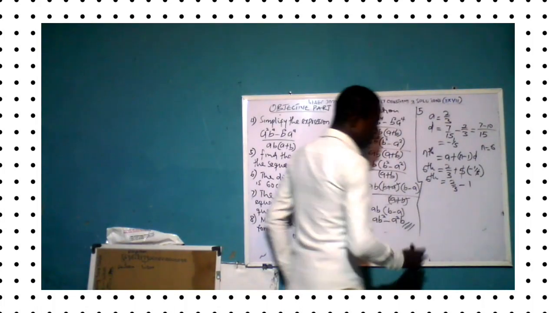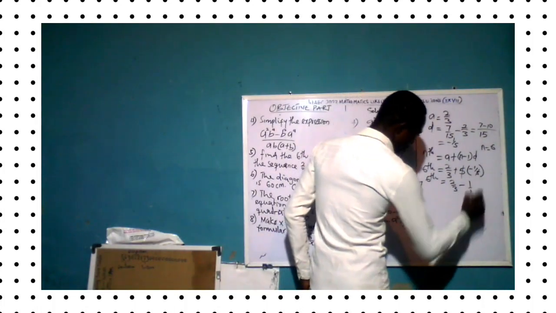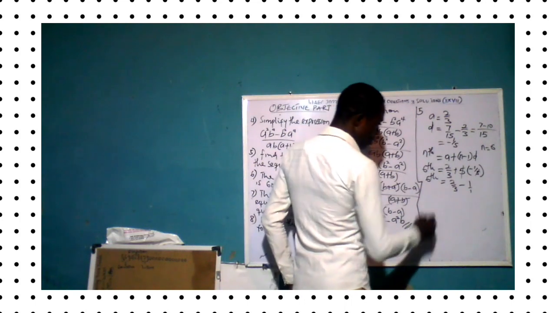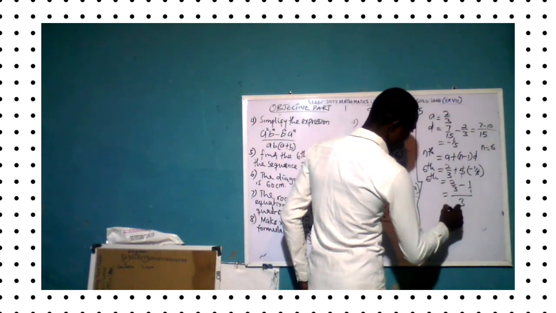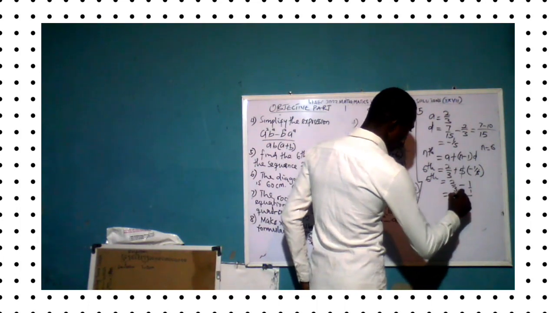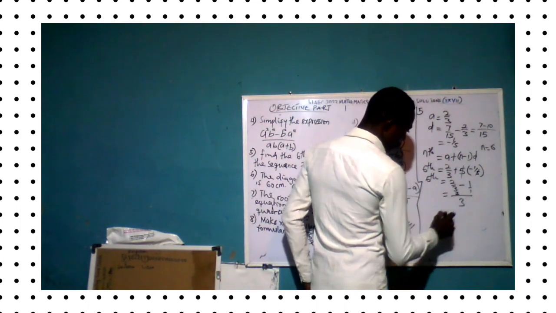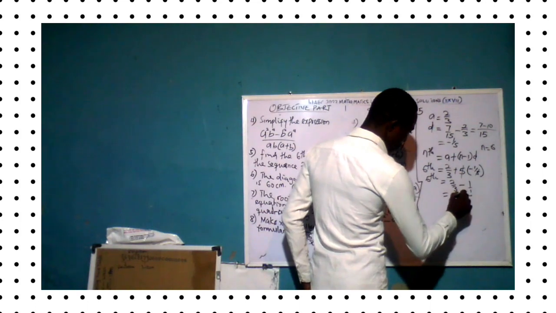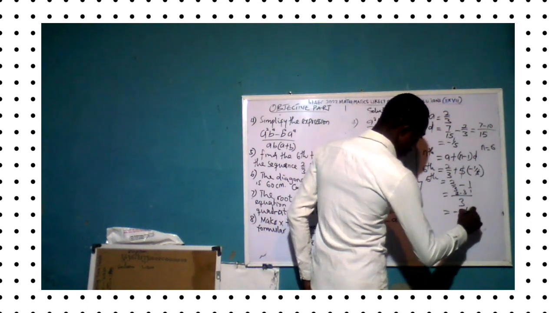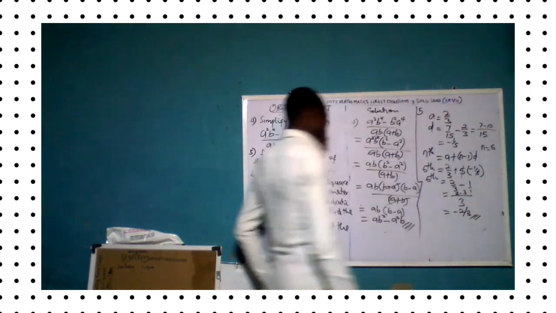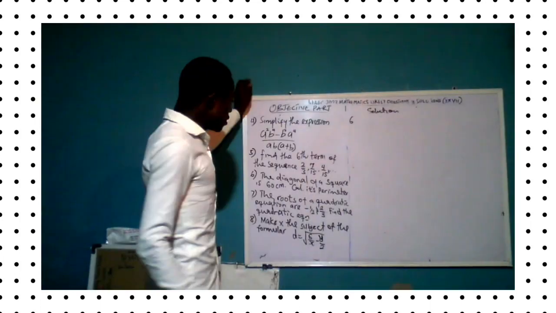minus 1, because this is 1 over 1, right? Just to find the LCM of this and this, okay? So the LCM is 3, and you have 3 in 3, 1, then 1 times 2, and 3 times 1 is 3. So you have minus 2 over 3 as the sixth term of the sequence, right? Right, let's take question number 6.